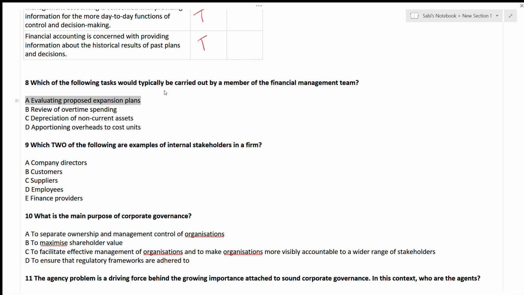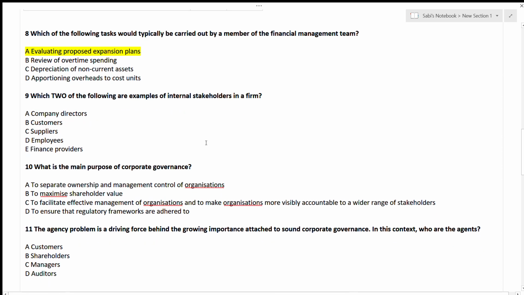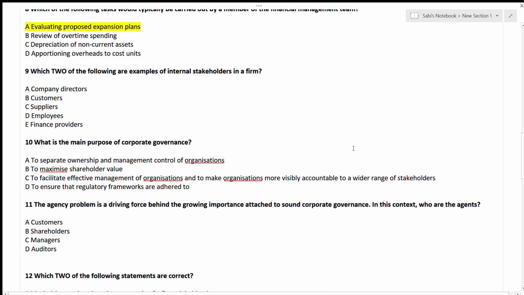This is why you need to learn overall syllabus, because if you don't, it will be hard for you to pick the right answer. You need to know why something is wrong. That means you need to know about those parts as well, right? Now let's go to 9. Okay, so which two of the following are examples of internal stakeholders in a firm?